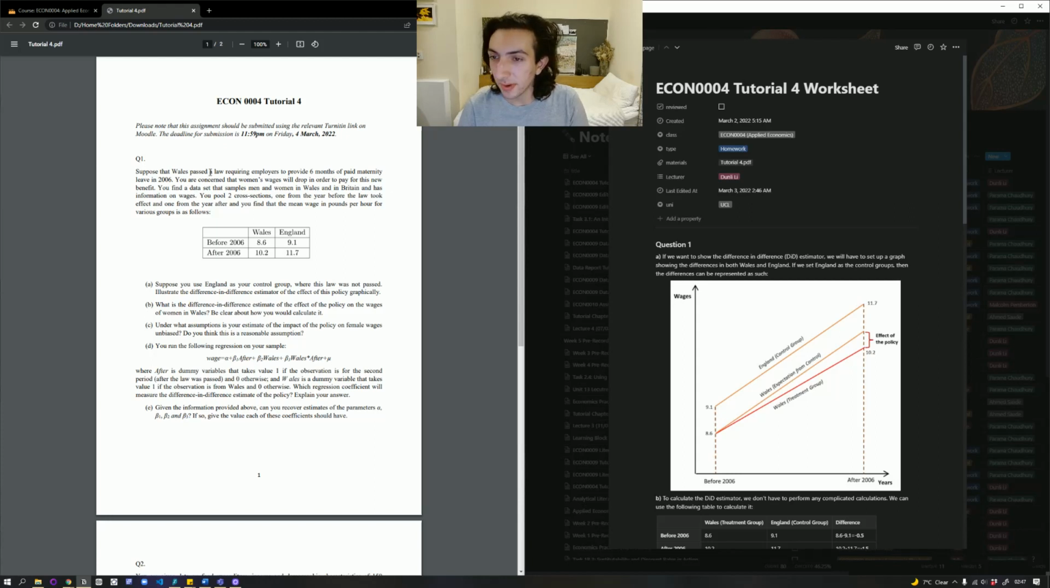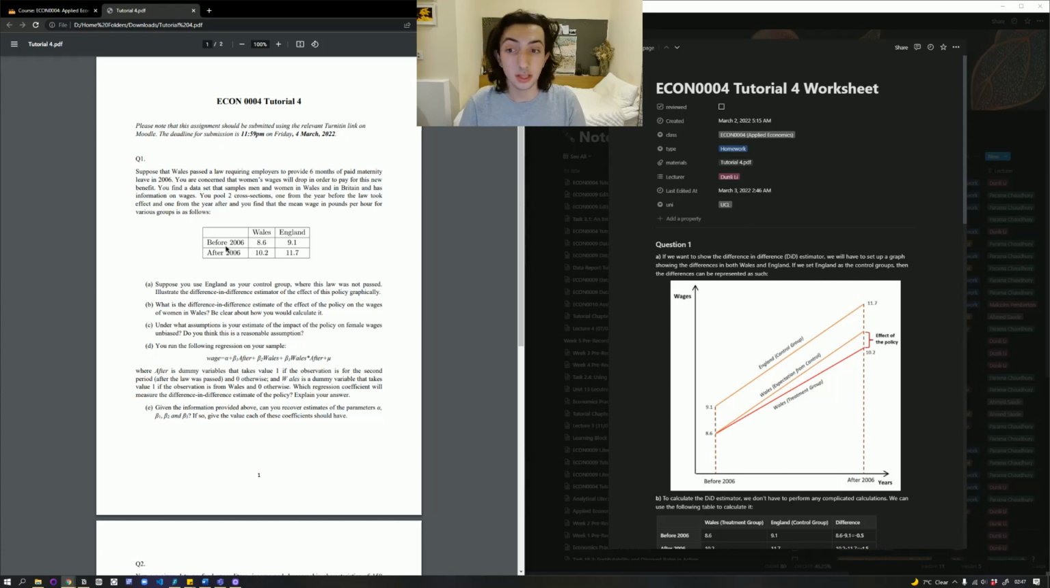Suppose that Wales passed a law requiring employers to provide 6 months of paid maternity leave in 2006. You are concerned that women's wages will drop in order to pay for this new benefit. You find the dataset that samples men and women in Wales and Britain has information on wages. You pull two cross-sections, one from the year before the law took effect, and one from the year after, and you find the mean wage in pounds per hour for various groups is as follows.